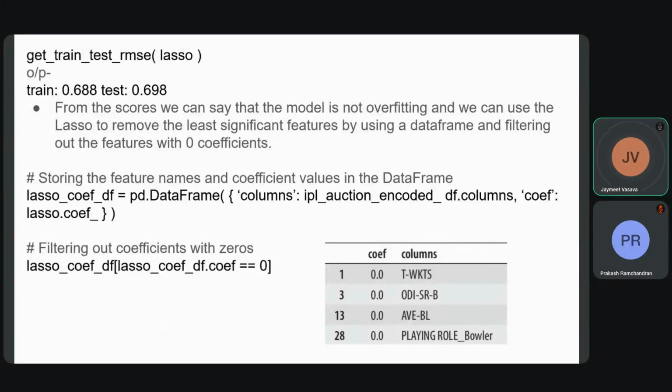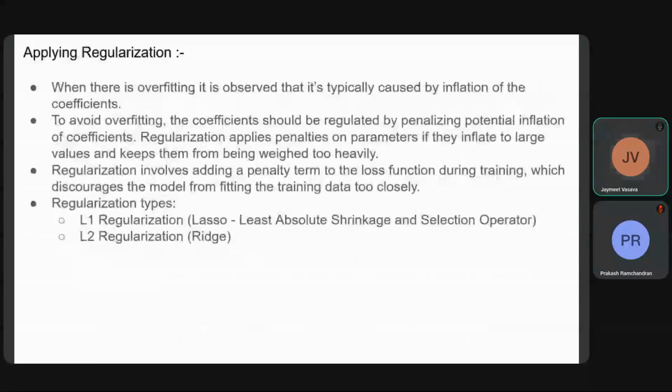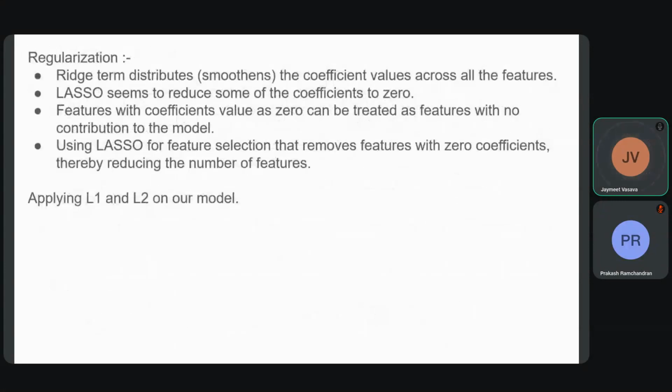So from the scores, we can say that the model is not overfitting, and we can use the lasso to remove the least significant features by using a data frame and filtering out the features with zero coefficient. For the lasso, I already mentioned that it works as a feature selection method, because it basically sets the coefficient of less significant features to 0.